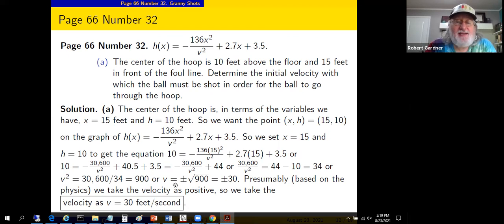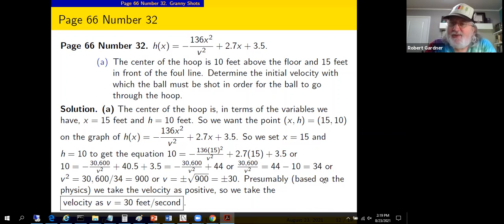Let's subtract 10 from both sides. Notice this reads 10 equals this quantity here. Move the 10 to the other side: take this negative term and put it on the right-hand side. That produces 30,600 over v squared, positive, equals 44 minus 10. We brought the 10 to the right-hand side. 44 minus 10 is 34, so that's something quite manageable.